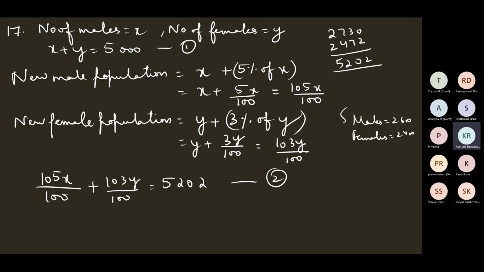Yes, this is right. You must get number of males is equal to 2,600 and number of females is equal to 2,400. You're right, Ananya. Very good. Understood the equations, children? Yes, ma'am. Any questions, children? Please ask.